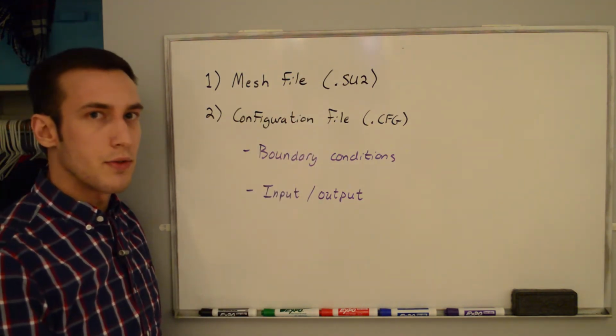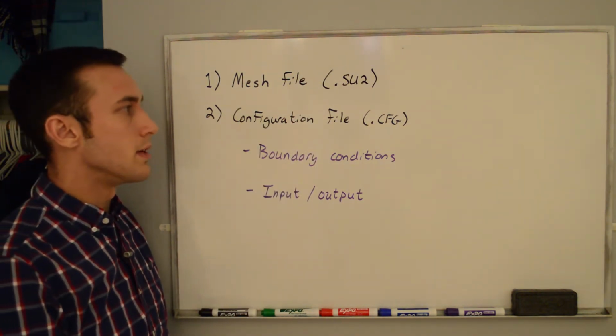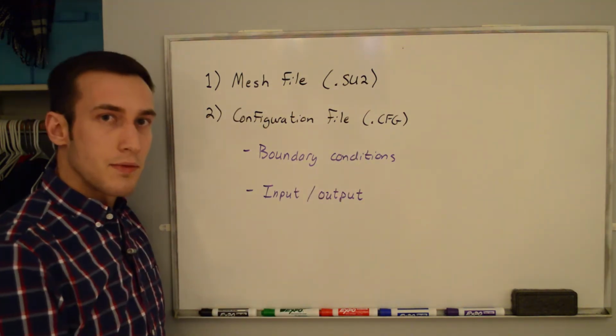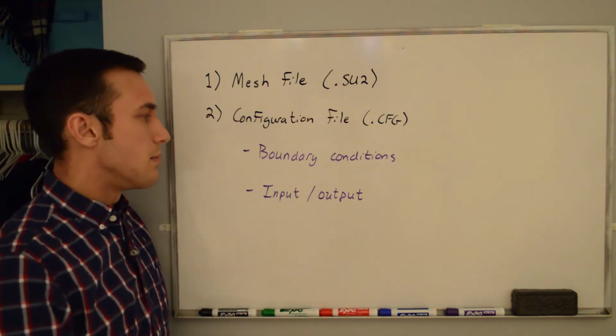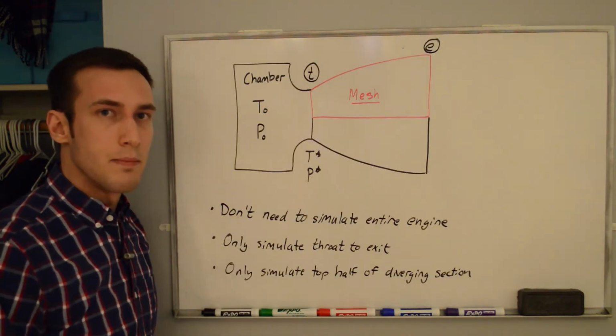Now, for my other video, we already made the mesh file, which is the .su2 file, and so the second file that we need to run the simulation is the configuration file, or the .cfg file. In this configuration file, we need to set some boundary conditions that correspond to the mesh that we created, and then also some input-output definitions. So let's look at the mesh that we're actually using.